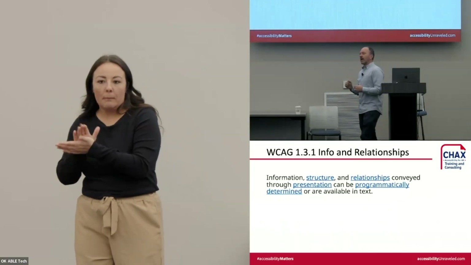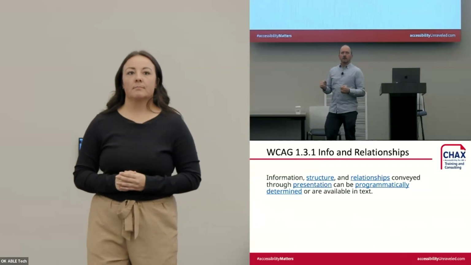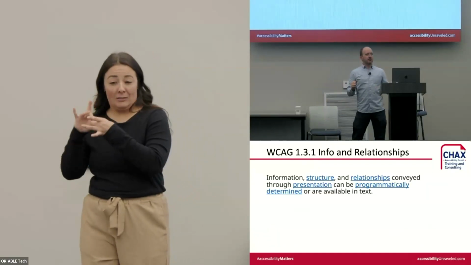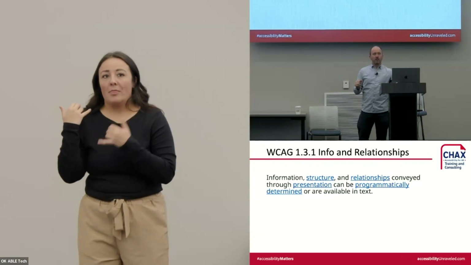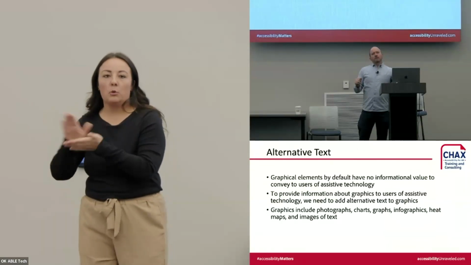I mentioned WCAG 1.3.1, info and relationships. This is a critical success criteria that basically defines what makes a document accessible.